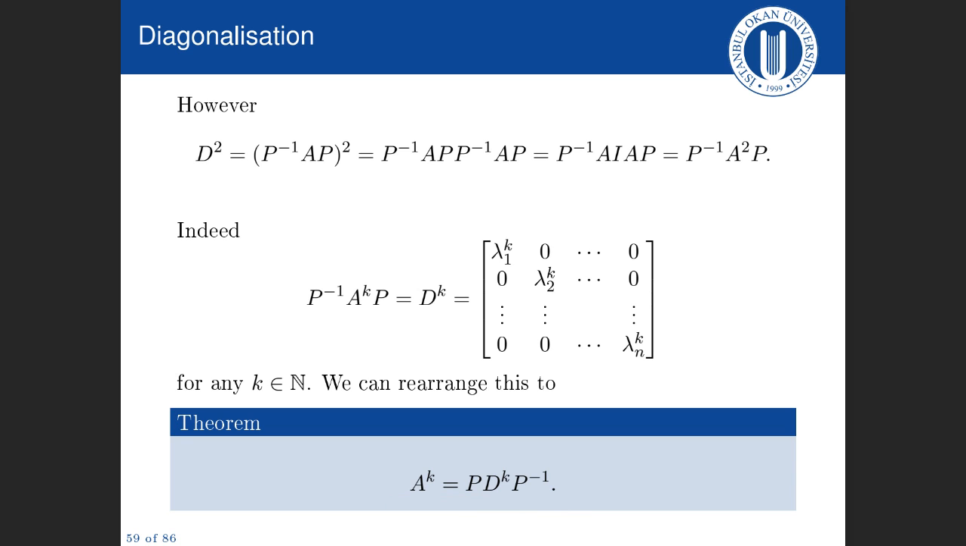Why is that useful? Because D to the power k is very easy to calculate. We just take the numbers on the main diagonal and put them to the power k. So really, to calculate A to the power k, we don't have to do A times A times A times A, which might take us a long time. Really, we just need to multiply 3 matrices together.